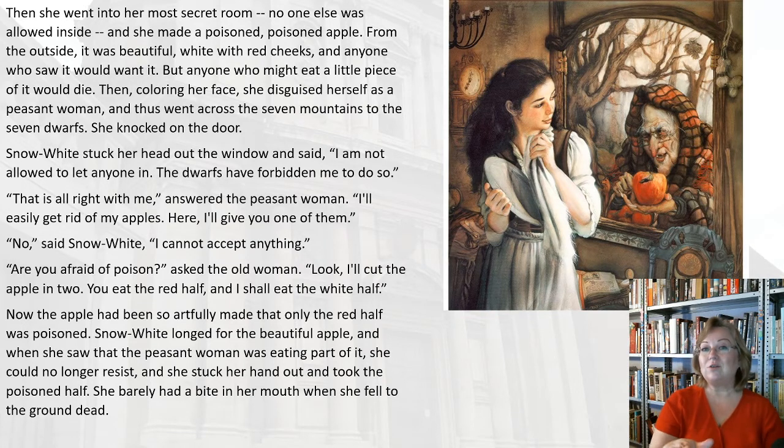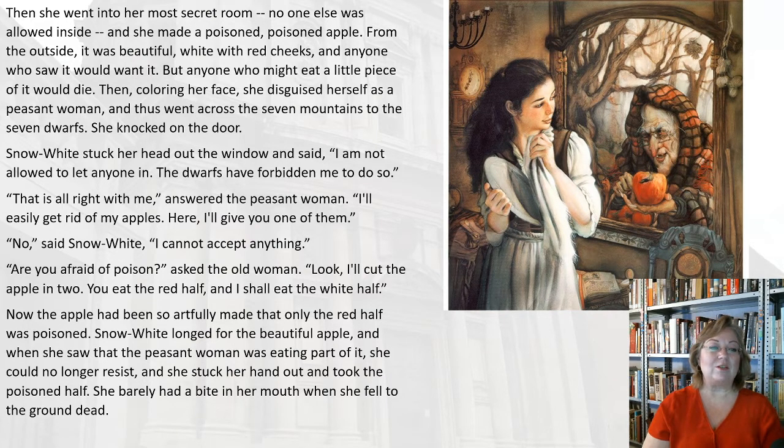Okay, so she doesn't open the door this time. She doesn't invite the woman in, but she is speaking to her through the window. And at this point, the peddler woman is like, "Are you afraid of poison? You eat the red half." So she's talking about, I'll eat the skin, or you can eat the skin part, and I'll eat the white.